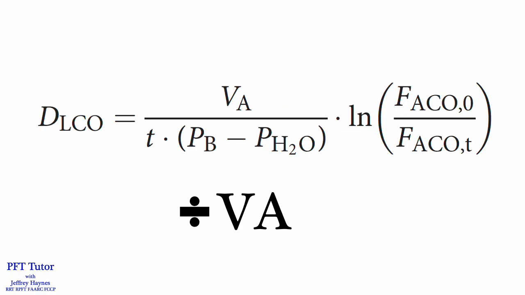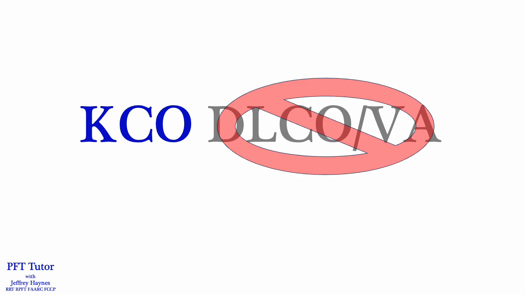If we then divide the DLCO by the alveolar volume, we will be left with the transfer coefficient. The transfer coefficient uses the acronym KCO. Now, some of you may still have the DLCO/VA displayed in your software or on your reports. This acronym was thankfully abandoned in the 2017 ERS/ATS DLCO standards because it created a lot of confusion about what this value really means. It is not the DLCO adjusted for alveolar volume.